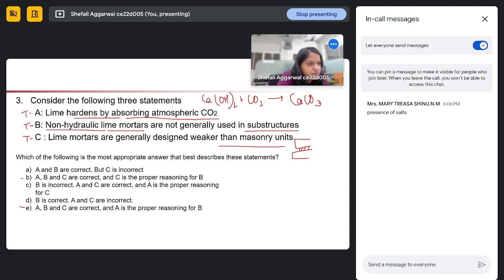ABC is correct. So what is the reasoning? C is not the proper reasoning for B. Lime mortar being generally designed weaker than masonry is not a reason for not using it in the substructure. And A is the proper reasoning for B. This is the correct statement: since lime hardens using CO2, we use lime in the superstructure and not in the substructure, because in the substructure we normally have water, and lime won't set when it reacts with water. It sets when it reacts with CO2. So the statement is correct.